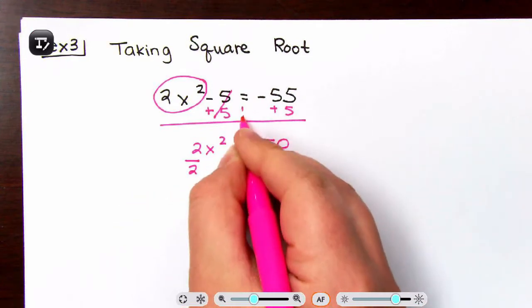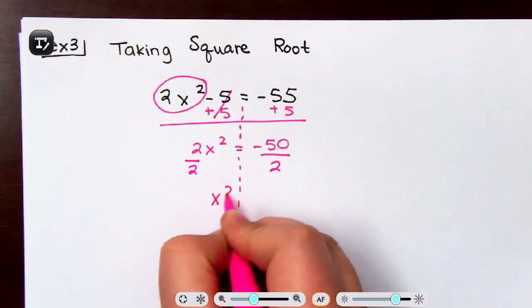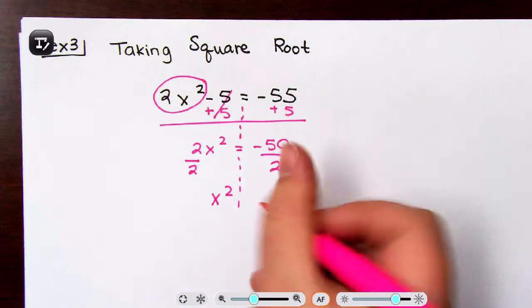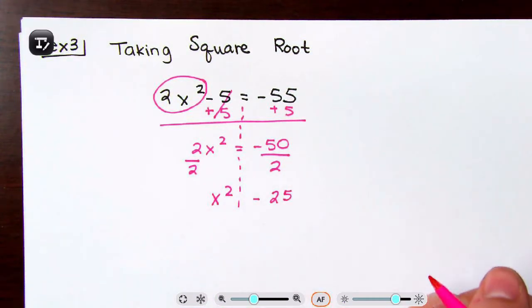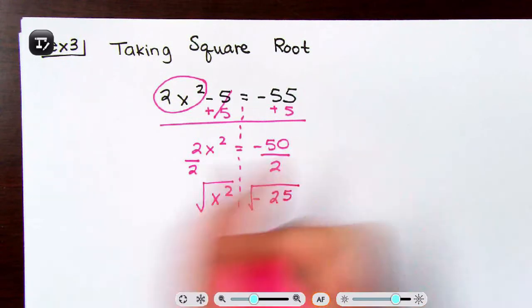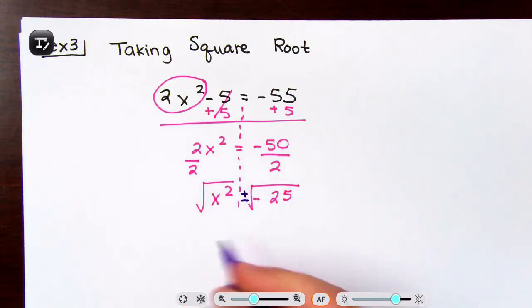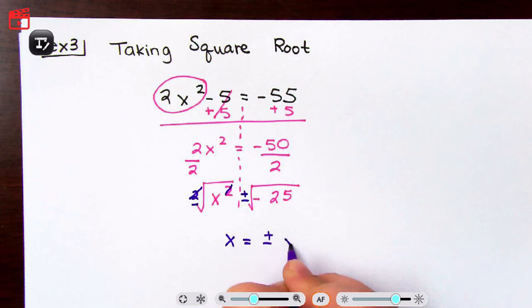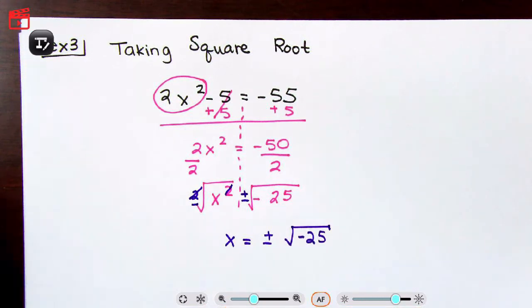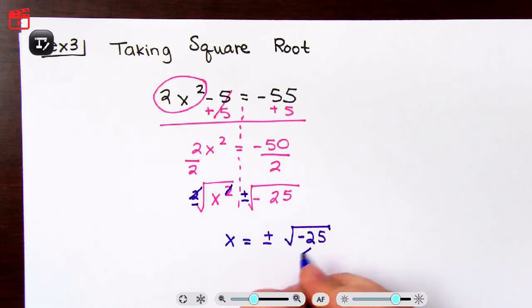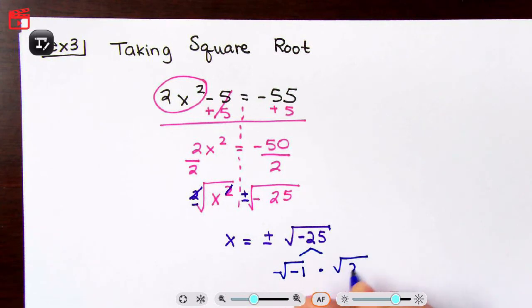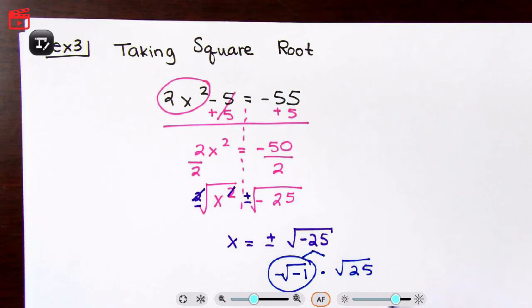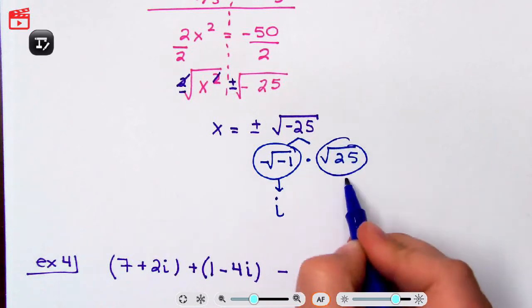I'll get my dotted line here so I don't mess up on my sides. So I have x squared is equal to negative 50 divided by 2, which is negative 25. Taking the square root of both sides, make sure you don't forget your plus or minus. Again, here's a secret index of 2. Those go away. x is equal to plus or minus the square root of negative 25. Again, split those up using the product property: the square root of negative 1 times the square root of 25. You already know that the square root of negative 1 is the imaginary unit i, and the square root of 25 is 5.